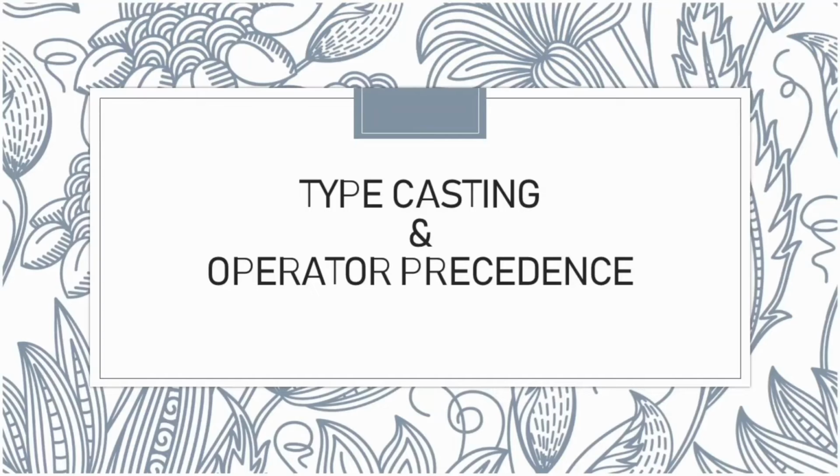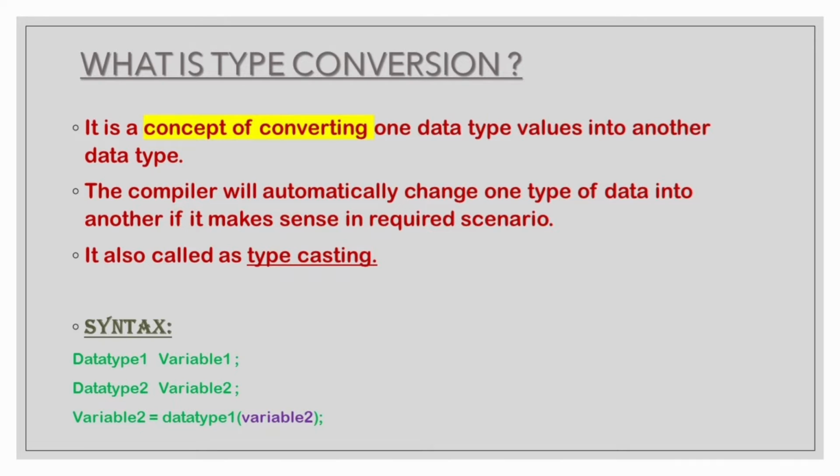Hello everyone, today's topic is typecasting and operator precedence. So, what do you know about type conversion? Type conversion is a process of converting one data type value into another data type. The compiler will automatically change one type of data into another in required scenarios. It is also known as typecasting.